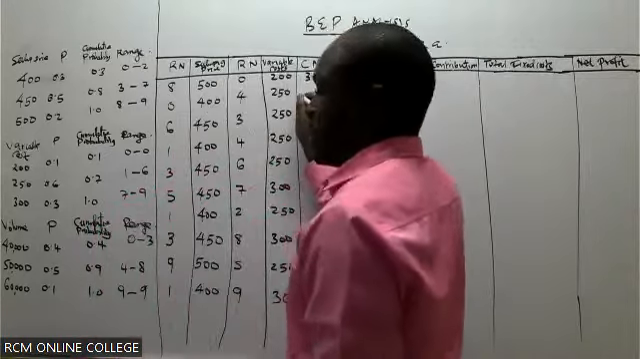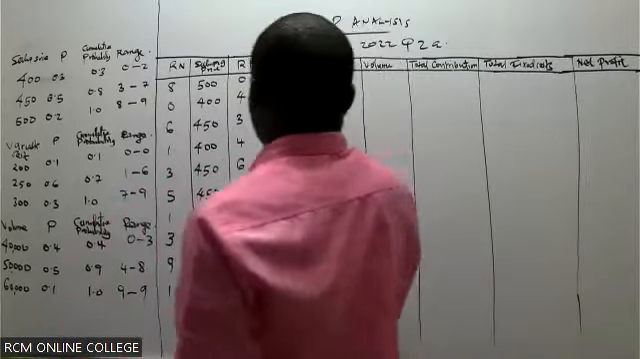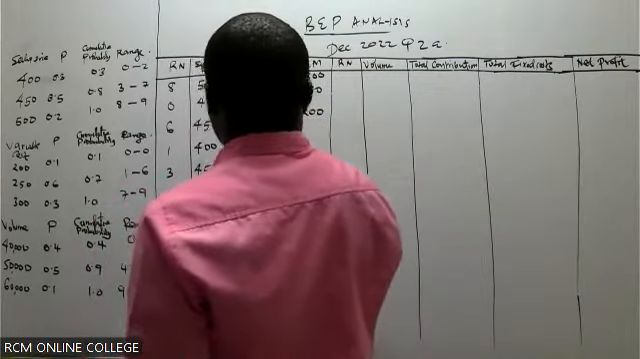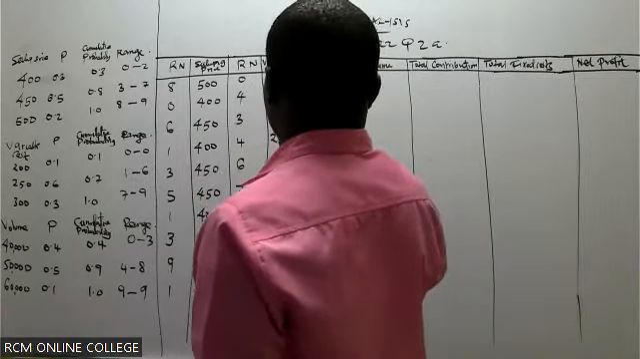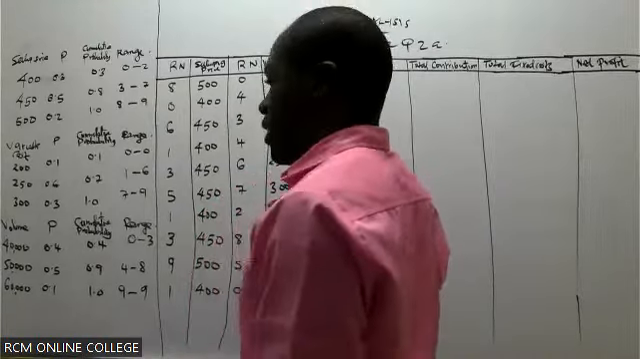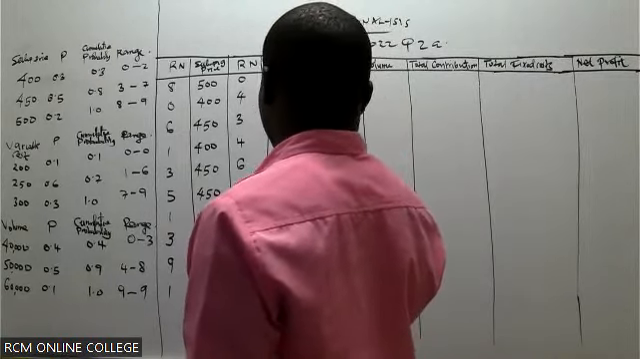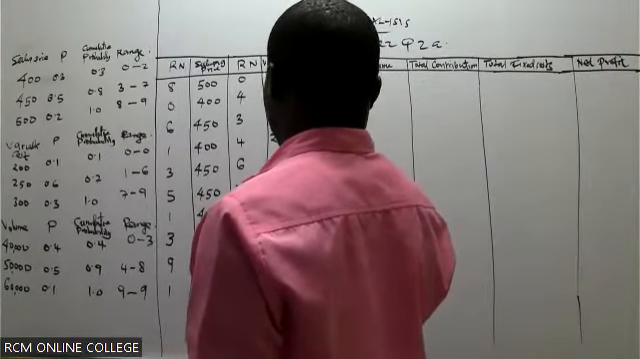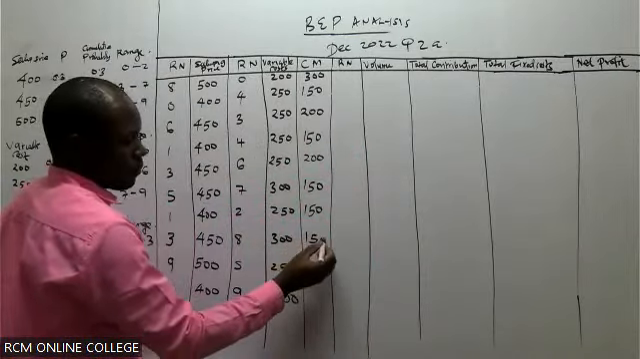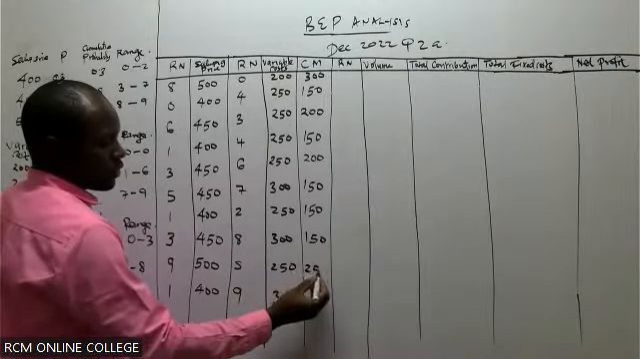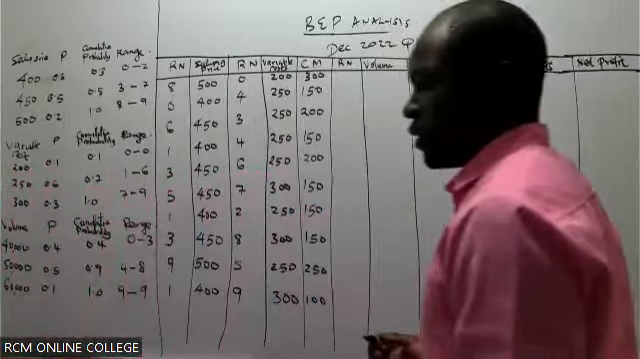How about the second one? 400 minus 250, 150. The third one, 450 minus 250, that will be 200. 400 minus 250, the same thing, 150. 450 minus 250, I think I have the same thing here, so it will be 200. 450 minus 300, that is 150, is it? 400 minus 250, that's 150. 450 minus 300, that is 150. 500 minus 250, that is 250. 400 minus 300, that is 100.